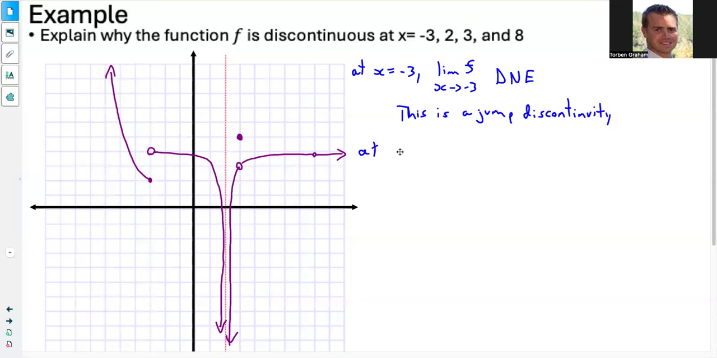Next, we'll look at x equals 2. At 2, as we approach from the left, we go towards -infinity. As we approach from the right, we're also going to -infinity. However, because -infinity is not an exact value, that limit technically does not exist. So our limit of f as x approaches 2 does not exist because it is going towards -infinity, which is not an exact value.